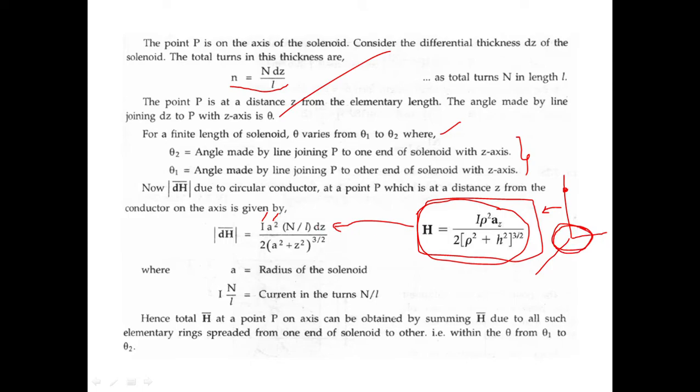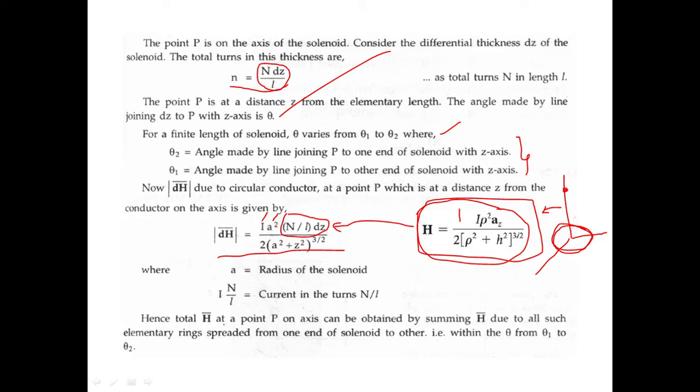But here how many turns are there? We have N by l dz turns. So I have included this term here, N by l dz turns. This was for one turn, and this is for N by l dz turns, right? I hope you understood how we got this equation. Now where a is the radius of the solenoid and I N by l is the current in turns.